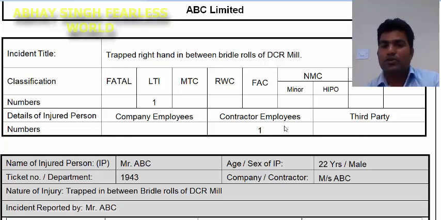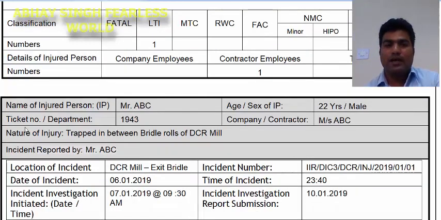This is a contractor employee, third party. That means you have to fill up according to your site condition. And what was the name of the injured person? Mr. ABC. What was the age? 22 years, male. And these are the ticket number, contractor name, and nature of injury.